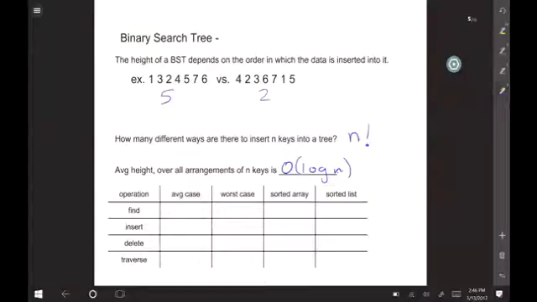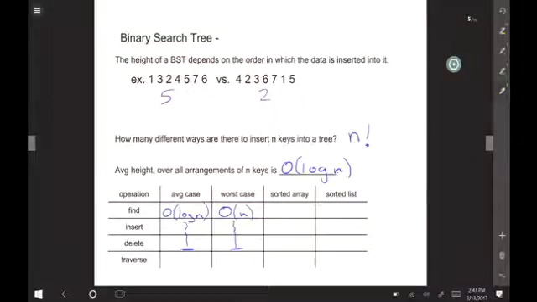All right, so let's fill out this table really quickly so as to look for where we can improve things. I just told you that on average, for each of all the height-based algorithms, you get log n. We argued earlier that for height-based algorithms, worst case was big O of n.